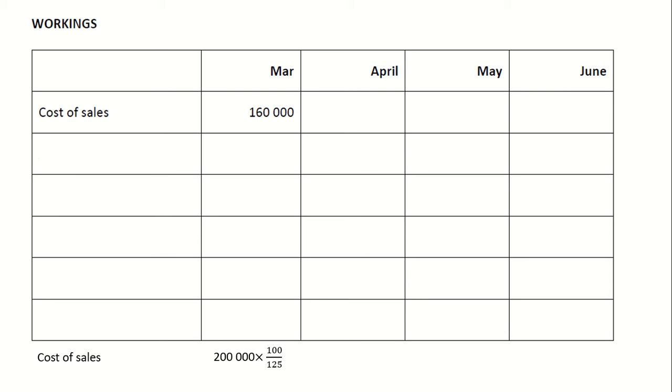Take your total sales for April, multiply it by 100 and divide it by 125, it will give you cost of sales for April. Take your total sales for May and multiply it by 100 and divide it by 125, it will give you cost of sales for May. Then take your total sales for June, which is 266,200, multiplied by 100 divided by 125, it will give you cost of sales for June.